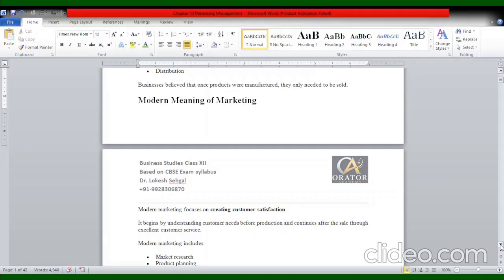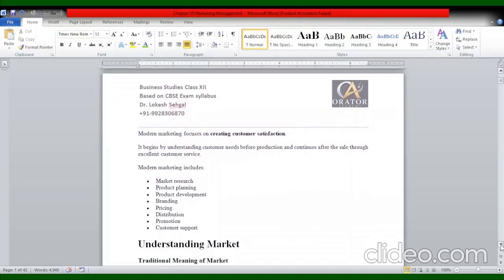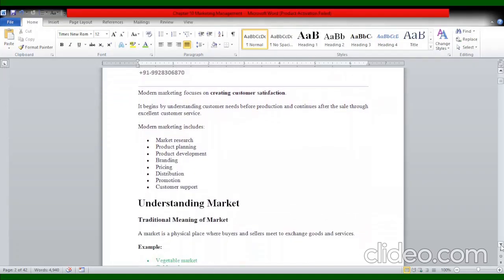So when you are talking about modern marketing, we have to solve these problems, where you are paying more attention to customer problems. You are actively involved in customer choice, customer product recommendations, customer service recommendations, and many more things that you want modern marketing to do in favor of the customer. So it begins by understanding the customer's need before production and continues after the sale, right? But the traditional view was confined to production and just selling.